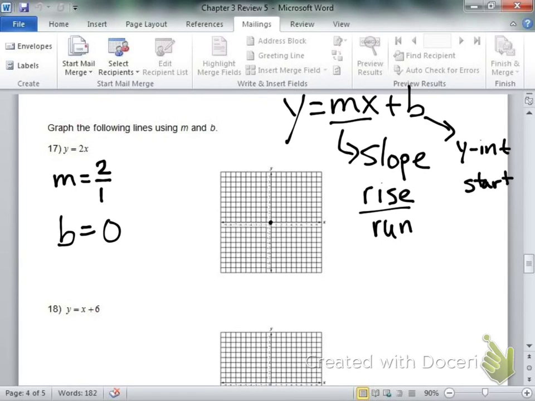So on the y-axis, go to the 0, put a point. That's your first point for this graph. This is your up and down number. This is your left and right number. So I'm going to rise 2. I'm going to run 1. I'm going to put a point. I'm going to rise 2. I'm going to run 1. And I'm going to put a point. Once you have 3, connect them with something super straight and put arrows on the end to show that these keep going on and on and on in both directions.